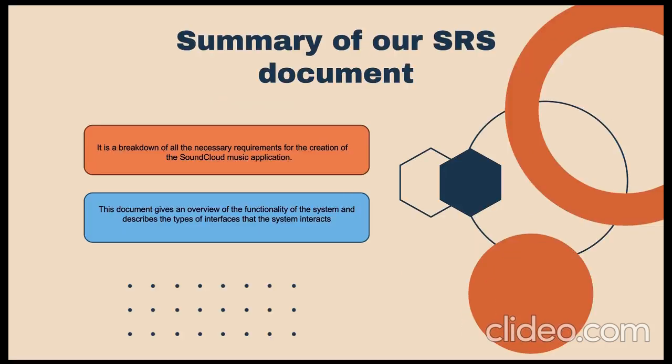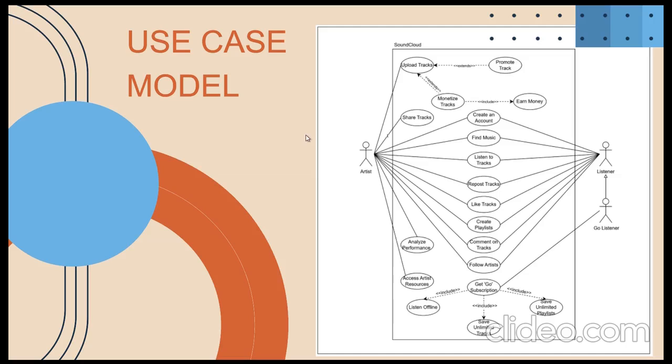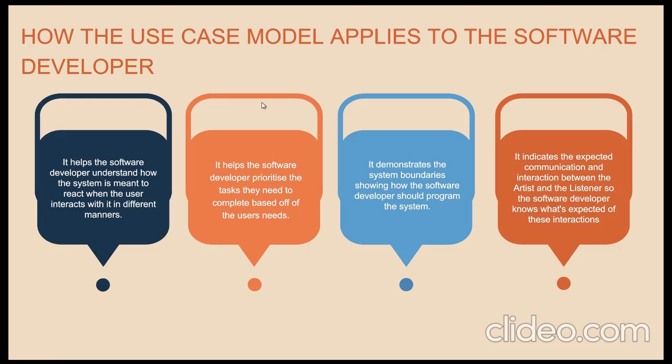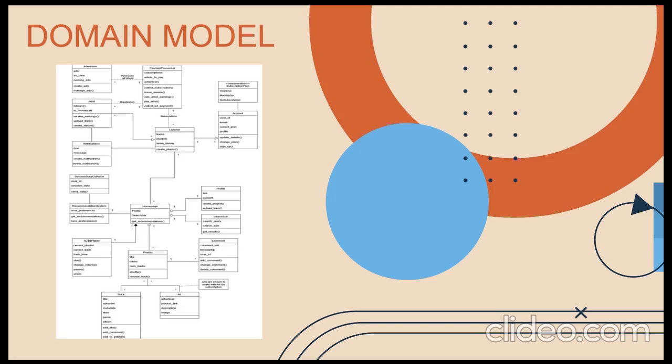Here's a summary of our SRS document, and then we had to choose two models. The first one I chose was the use case model. Here's how the use case model applies to the software developer. The use case helps the software developer understand how the system is meant to interact when the user interacts with it in different manners, and also it demonstrates the system boundaries, showing how the software developer should program the system, specifying what it should and shouldn't do in certain interactions with the user. There's also more reasons that I've listed.